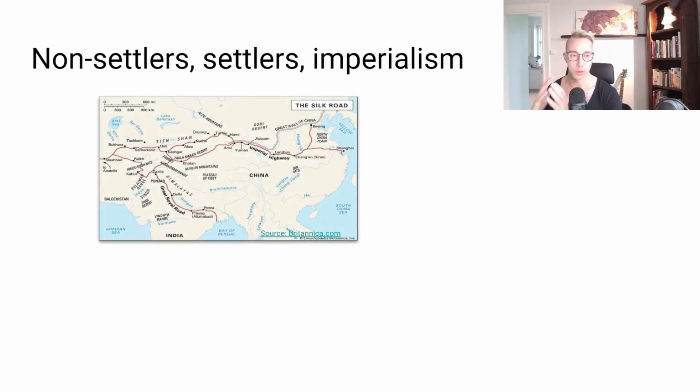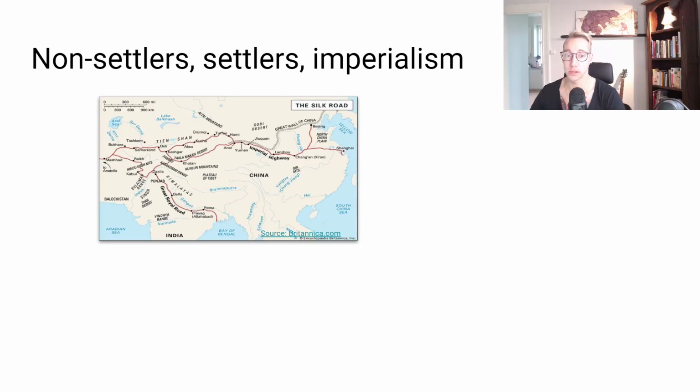Here is an example of what would be a non-settler case of colonization. I want to show you a few of these to give you an idea that it has actually happened all around the world. It isn't something that just happened in one place. So here we have a trading route known as the Silk Road. This is argued to be one of the most ancient trading roads in the world, and it ranges all the way from the east parts of China to the Mediterranean Sea in Europe.